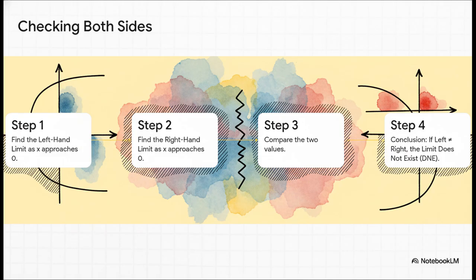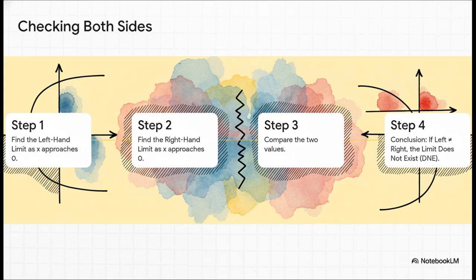Okay. Now from the right, for values just above 0, the rule is x minus 1. As x gets close to 0, x minus 1 gets close to negative 1. The right-hand limit is negative 1. So, does 1 equal negative 1? Nope, they don't match. So we have to conclude that the overall limit does not exist, or as you'll often see, DNE.